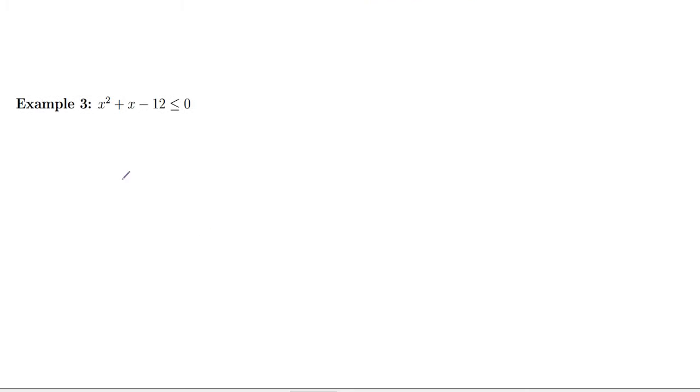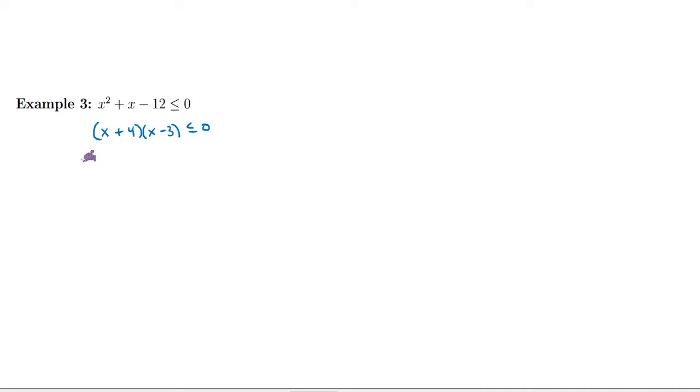All right, so how about our next example here? We're already comparing this to 0. We don't need to divide out any coefficients. So let's just factor. Okay, so what's the factorization of this? So we want the product to be minus 12. We want the sum to be positive 1. So that should be a 3 and a 4, right? So that will be x plus 4, x minus 3, less than or equal to 0.